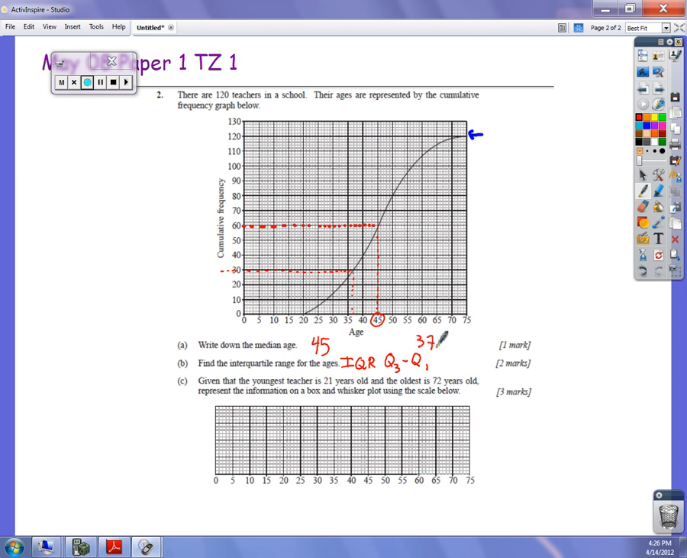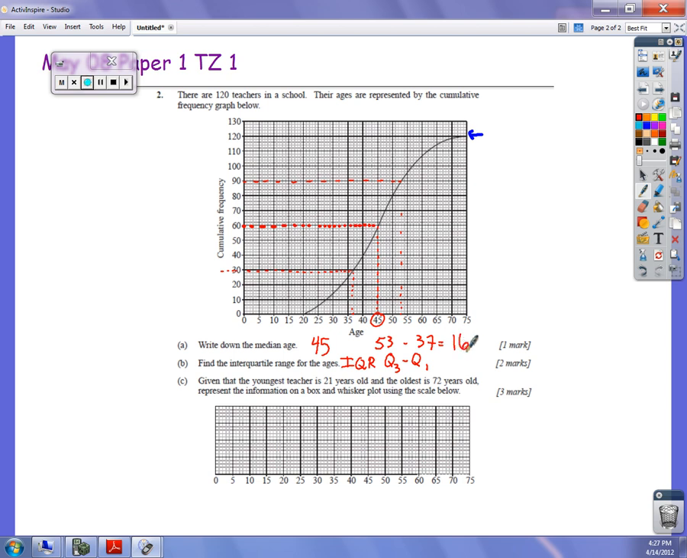I'm going to find Q3. That's halfway between the middle value and the highest value, so halfway between 60 and 120 is 90. And it looks like that age corresponds with a value of 53. So the interquartile range is 53 minus 37, and the answer is 16.